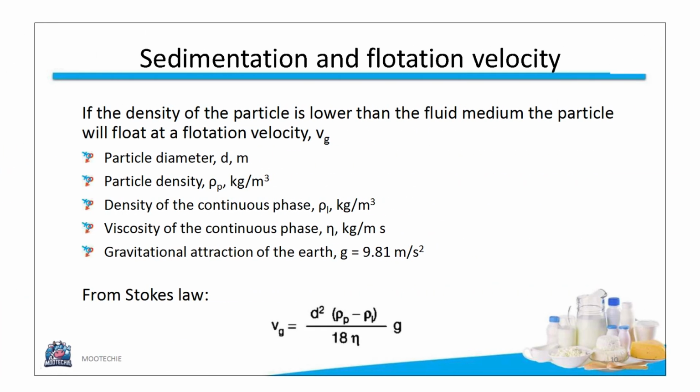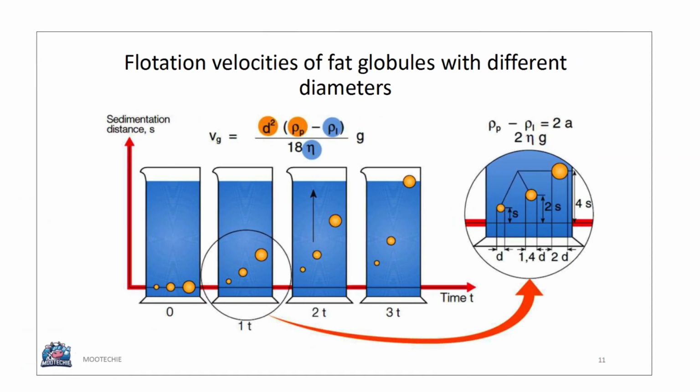If a particle's density is lower than the fluid, it will float at a flotation velocity, denoted as V sub g. The factors in the equation are particle diameter, d, in meters, particle density, rho sub p, in kilograms per meter cubed, density of the continuous phase, rho sub L, in kilograms per meter cubed, viscosity of the continuous phase, eta, in kilograms per meter second, and gravitational acceleration g, which is 9.81 meters per second squared. Stokes' law states that V sub g equals d squared times the quantity rho sub p minus rho sub L, divided by 18 times eta, all multiplied by g.